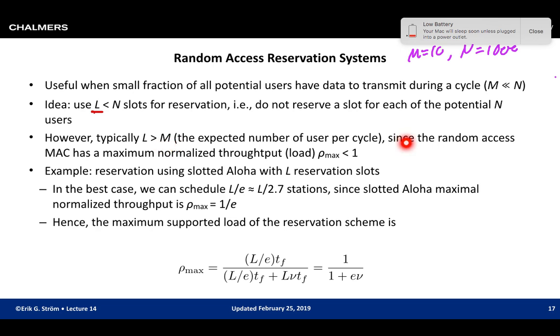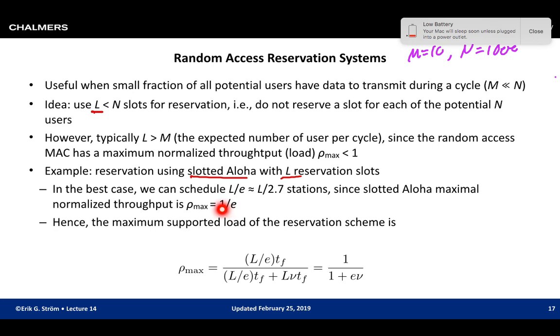And why is that? It's because the random access MAC that we use for assigning these L reservation slots has a maximum normalized throughput, which is less than 1. So for instance, to make this clear, suppose we use slotted ALOHA in the reservation part. So we use a random access scheme to do the reservation, and we have L slots. Then we know that in the best case, we can schedule L over e, L over 2.7 stations, because the slotted ALOHA maximum normalized throughput is 1 over e.